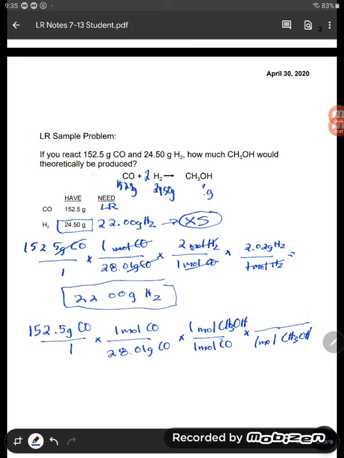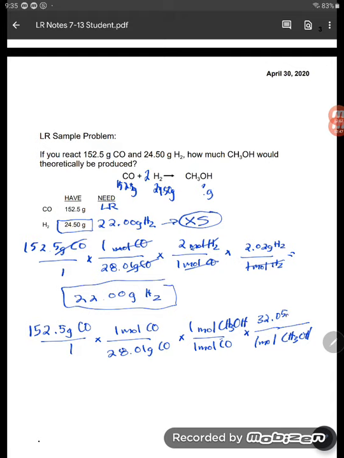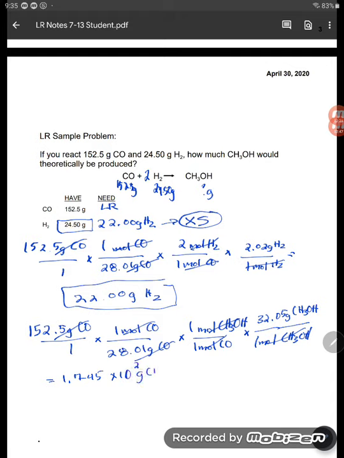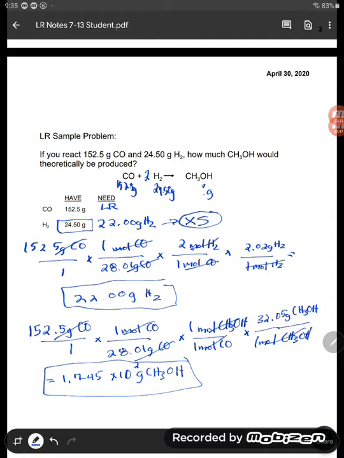We're looking for how much would theoretically be produced. It doesn't specify mass, but we're going to go ahead and solve it as if it did. 32.05 grams is the molar mass of CH3OH. Units fully cancel. Please pause the video to enter this into your calculator. But to the correct number of significant figures, 1.745 times 10 to the second grams of CH3OH would be your final answer. And again, hopefully it makes sense to you why we use that limiting reactant to solve for that final answer.